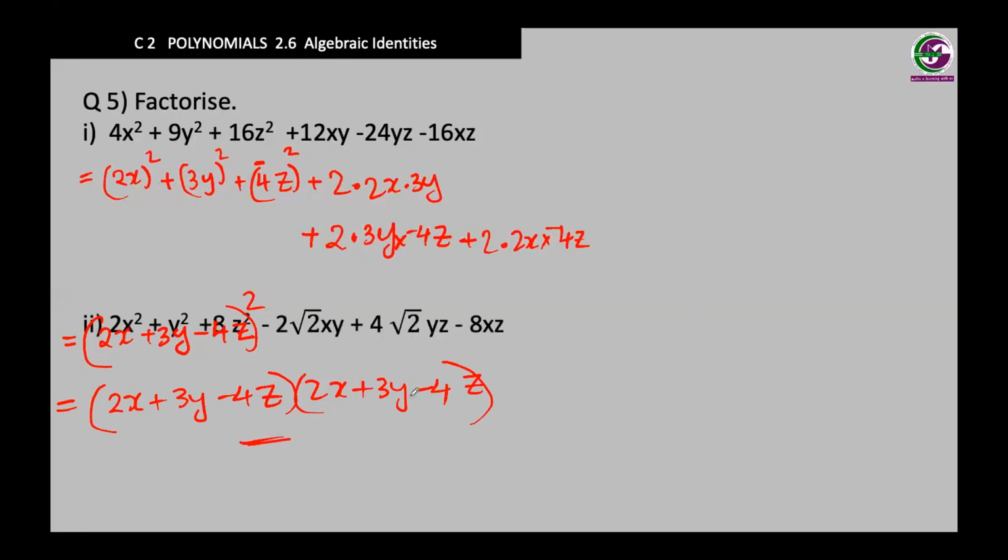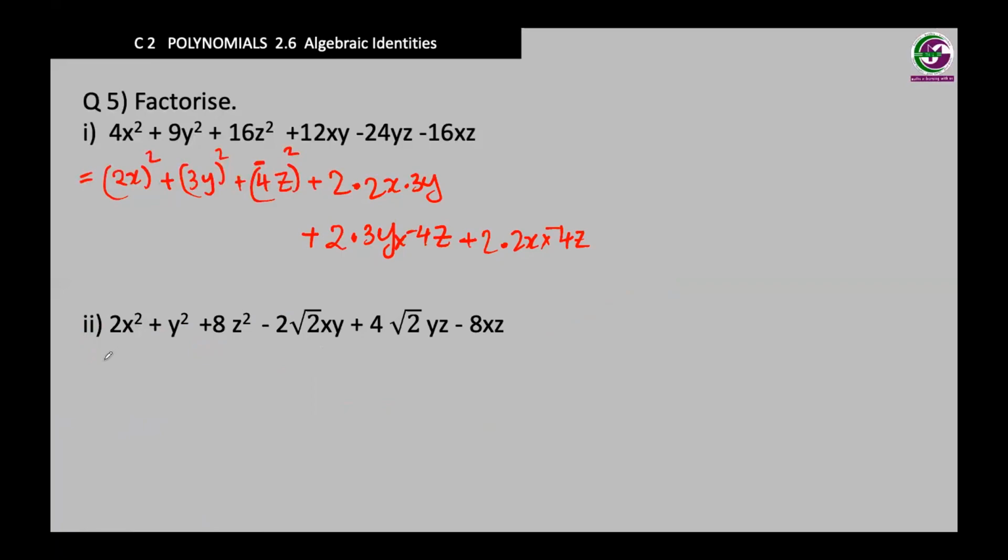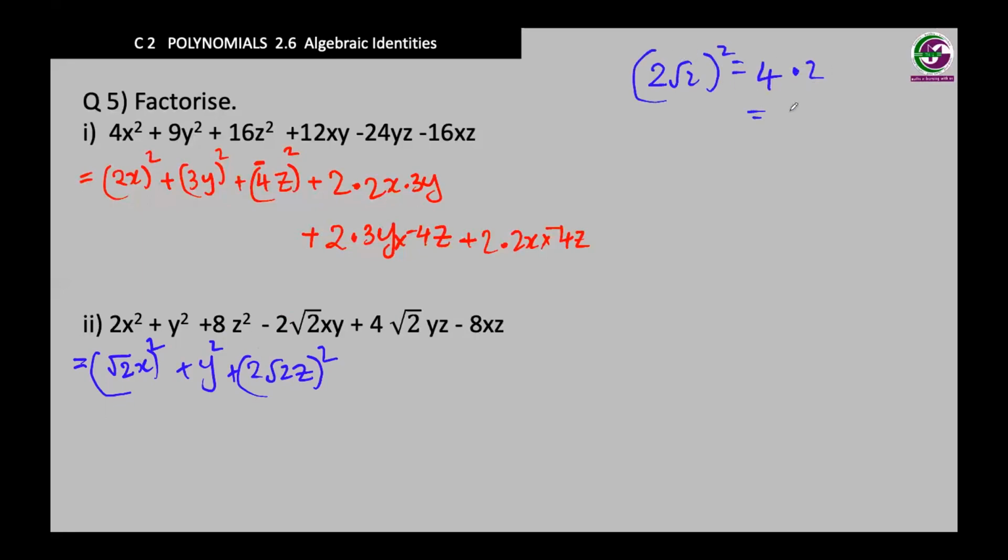One more question from this. 2x power 2. We need to write in the terms of square. So square root 2x power 2 will be 2 power 2, plus y power 2, plus what power 2 will give you 8. Let's consider 2 root 2 z power 2. Look at this one. 2 square is 4. Root 2 square is 2. So 4 times 2 is 8. So this is how you get it. 2 root 2 square is 4 times 2, which is equal to 8. So these are the terms.